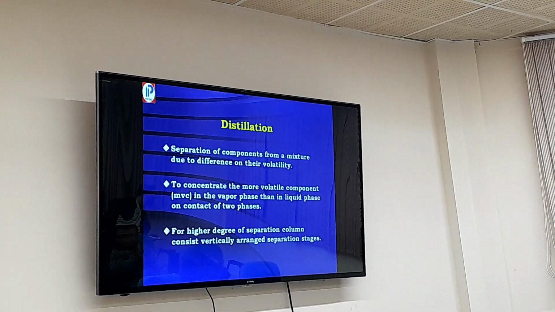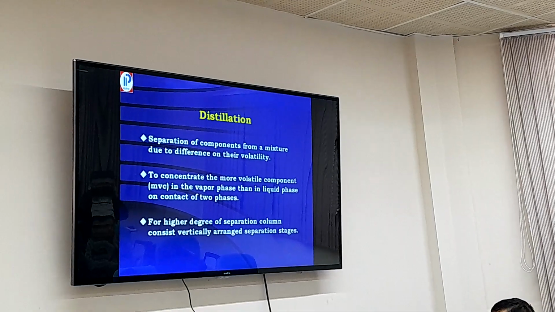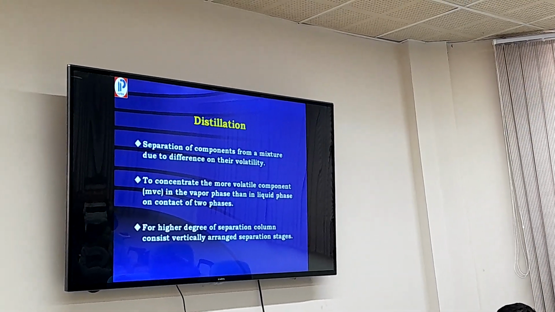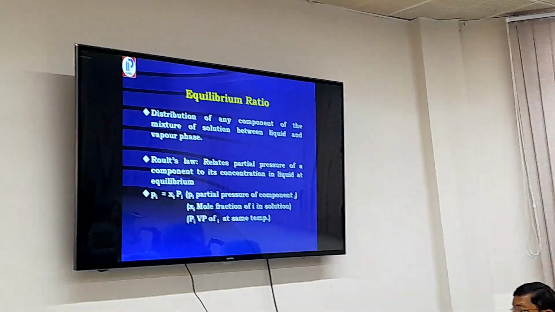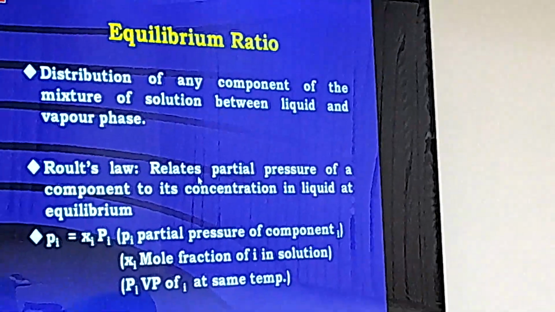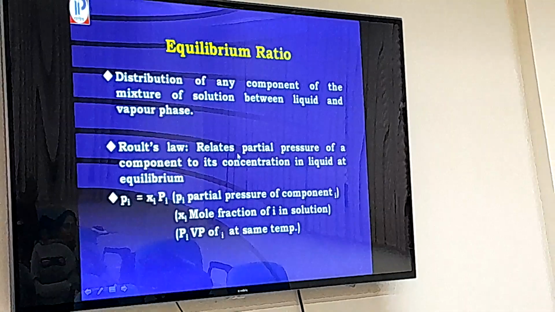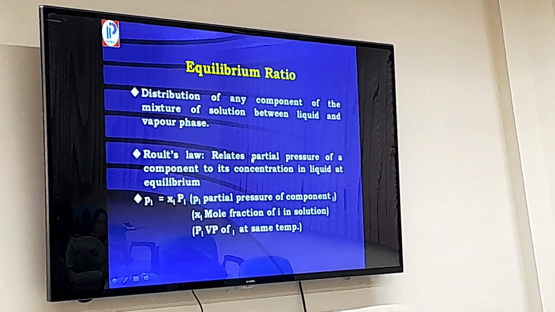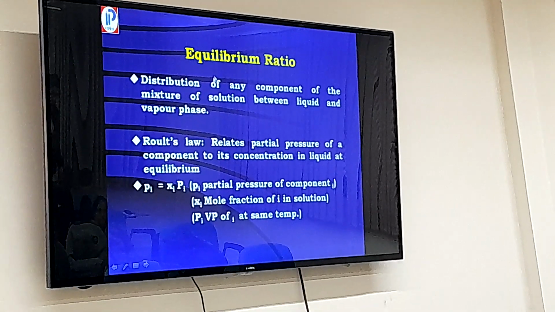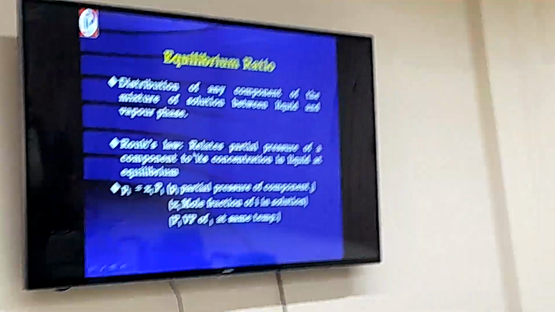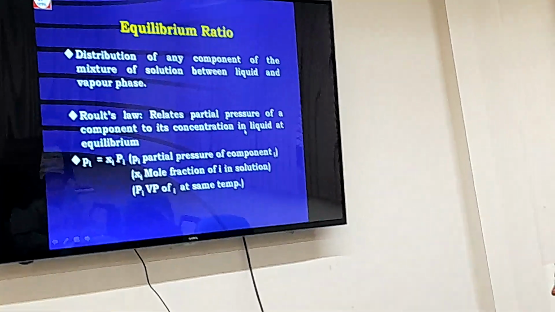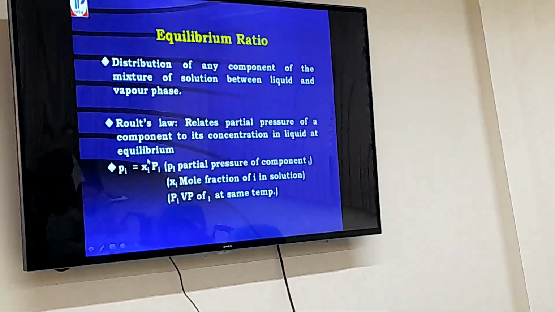Distillation separates components based on the difference in their volatility, concentrating the more volatile component in the vapor phase rather than the liquid phase on contact between liquid and vapor. Raoult's law relates the concentration in liquid, and Dalton's law the concentration in vapor. Raoult's law relates the partial pressure of a component to its concentration in liquid at equilibrium.